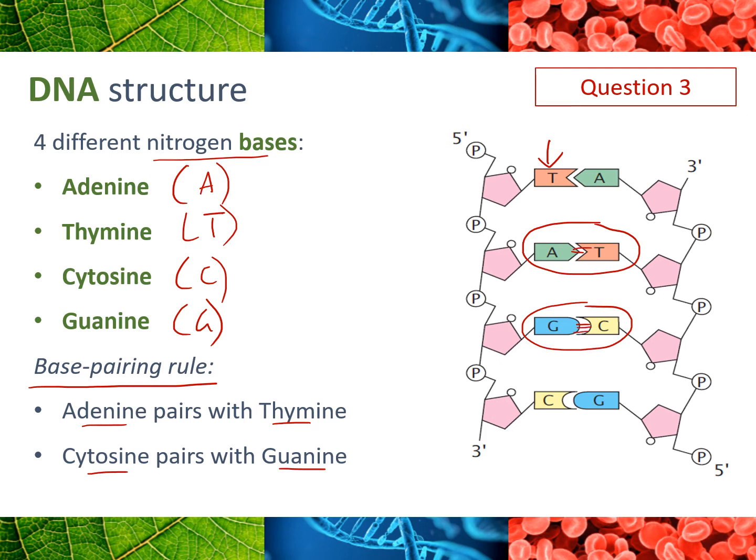Okay, adenine cannot pair with cytosine, guanine cannot pair with thymine. They can only pair with their complementary base pair. Okay, so that's a good term to put in there, complementary base pair. Okay, so just go in and answer question 3.